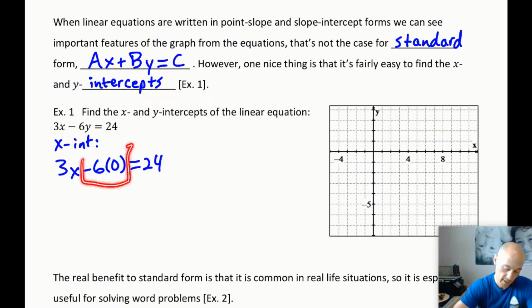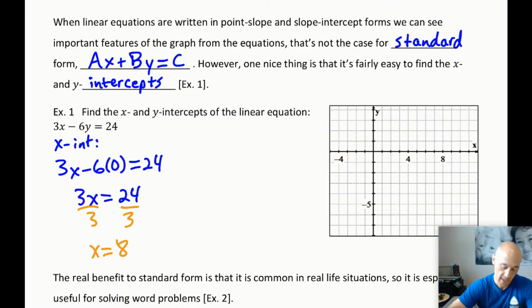And this makes a 0. Anything times 0 is 0. So we have 3x is equal to 24. Divide both sides by 3 to isolate our x, and we get x equals 8. So that tells me there is a point (8, 0). We started by plugging in 0 for y, and we solved for x, and we found that it was 8. So there's this point (8, 0) on the graph.